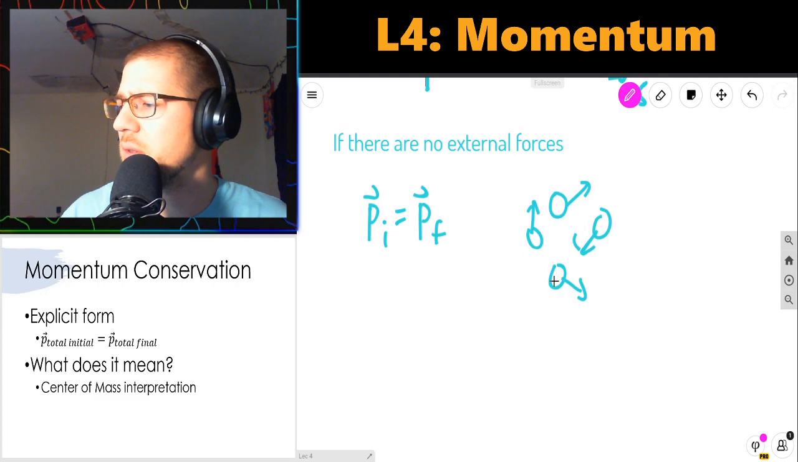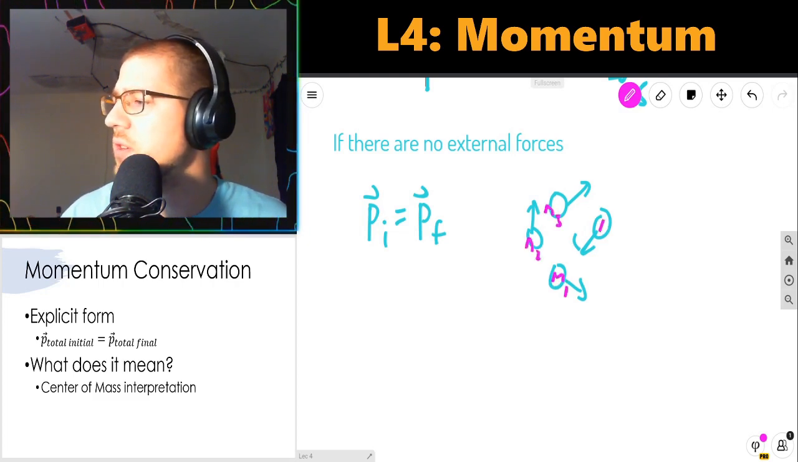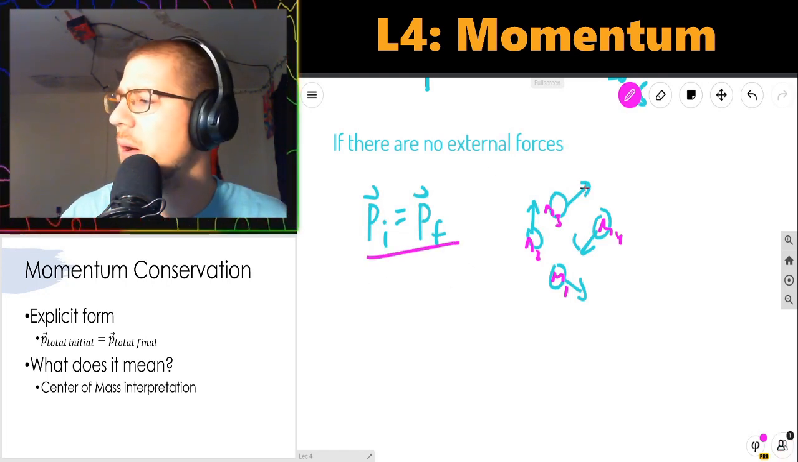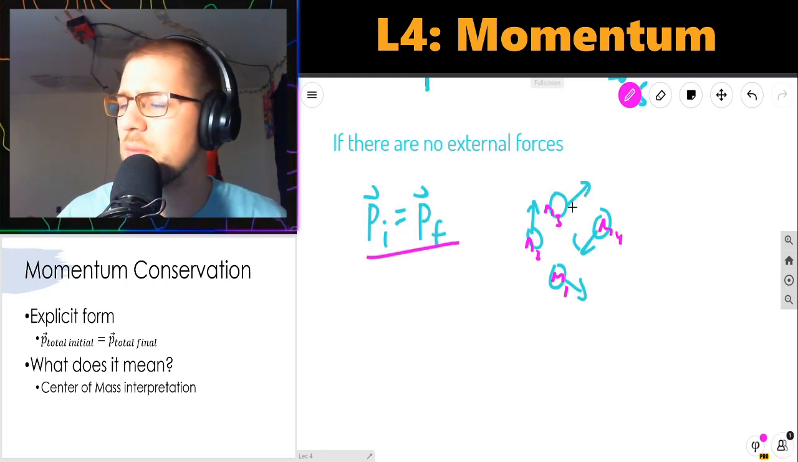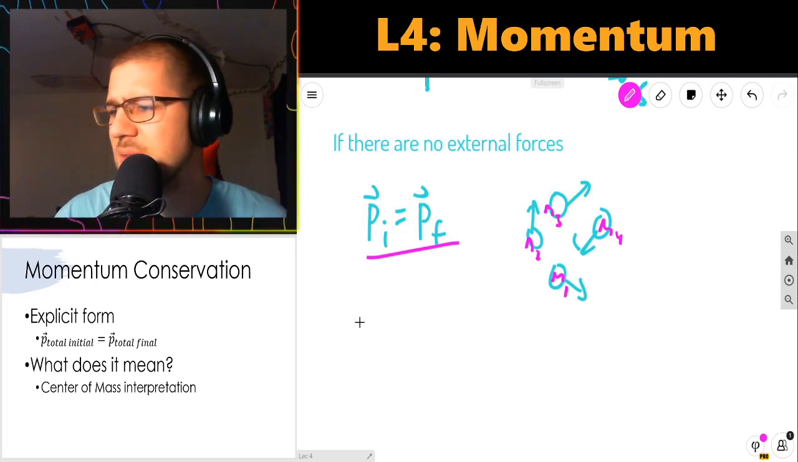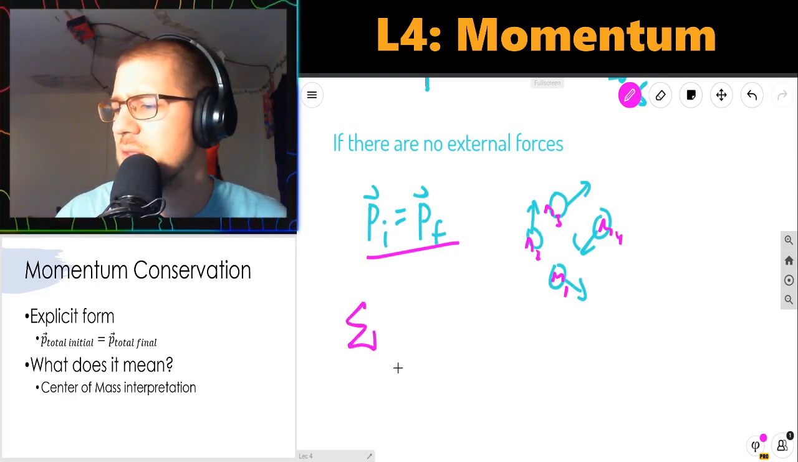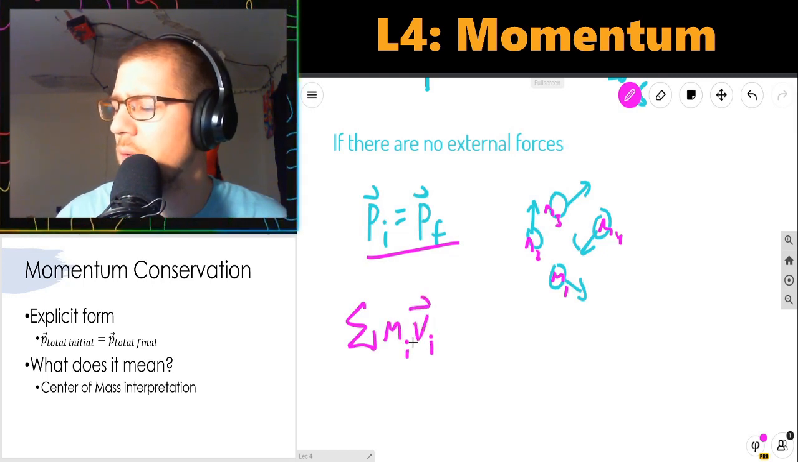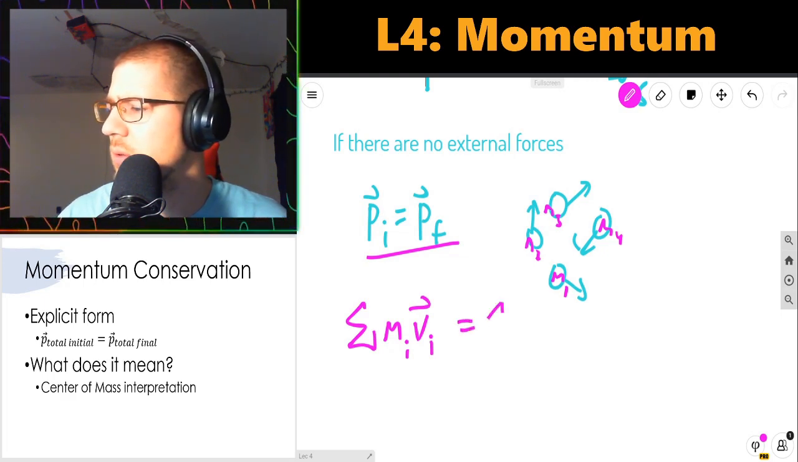Each of these particles is a little mass. I'll call them mass 1, mass 2, mass 3, etc. And each of them has a corresponding velocity, which is their own individual velocity vector. So I can write this statement in a more explicit, useful way: the sum of all of the individual momenta, the initial velocities times the initial masses, is equal to the finals of those things.